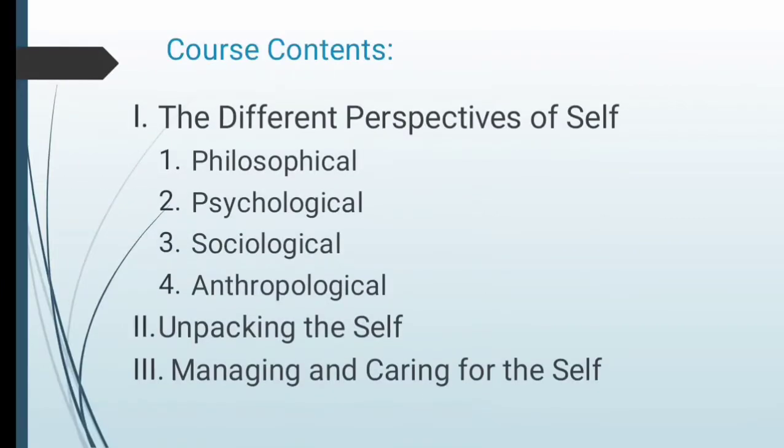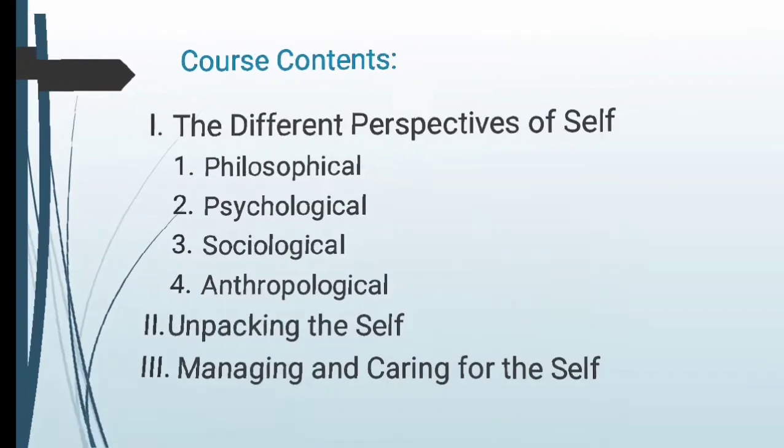Now, the course contents of Understanding the Self are actually divided into 3 chapters. Chapter 1 is about the different perspectives of self. Again, as mentioned earlier, we have philosophical perspective, psychological perspective, sociological perspective, and anthropological perspective. Then the second chapter has to do with impacting the self. Then the third chapter has to do with managing and caring for the self.